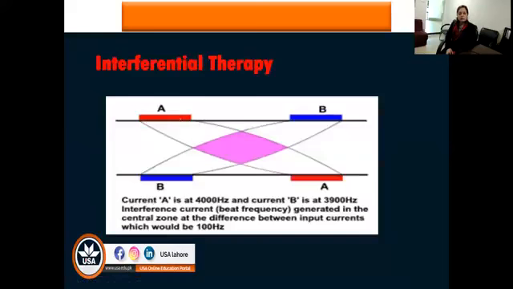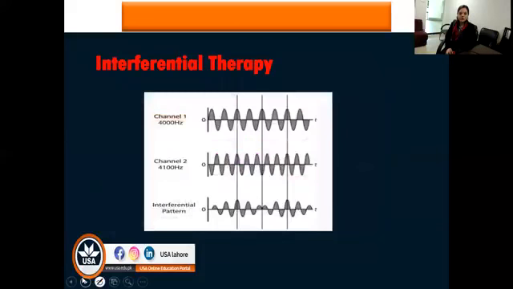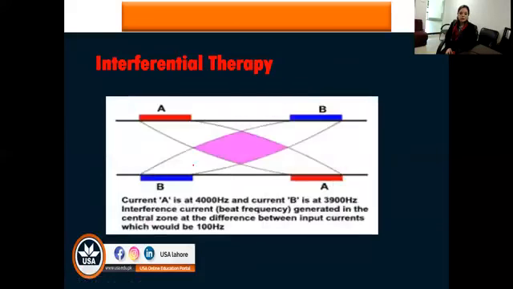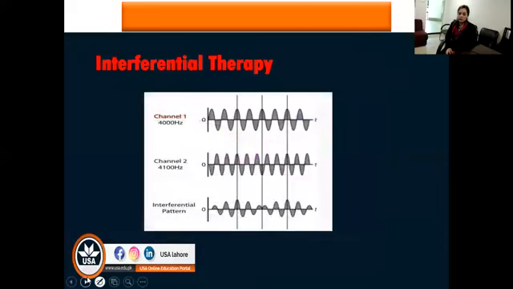This is another picture to show you how they are going to be applied diagonally. You are going to place the red in front of the red in a diagonal manner, and blue in front of the blue in a diagonal manner. And this pink one is your treatment area. So you are going to apply all around it in a diagonal manner. You're not going to follow the vertical or horizontal manner, because in that case it is not going to interfere. And the main principle of interferential therapy is interference.